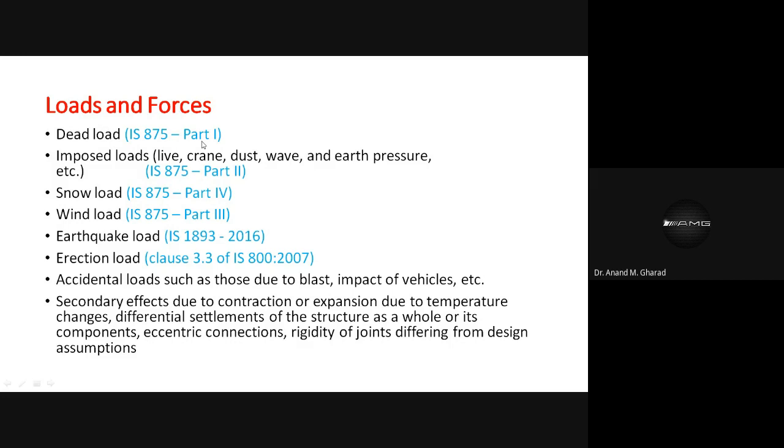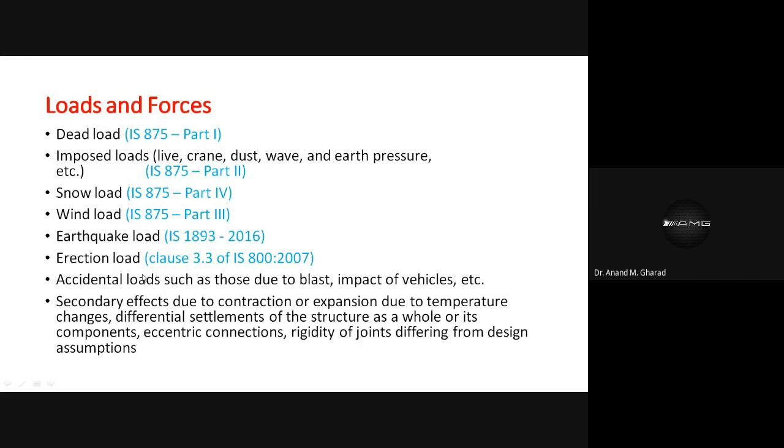There are four parts: part 1, part 2, part 3, part 4, and there is one more part, part 5, which comprises combinations of loads. It speaks about the various combinations which you need to consider while analyzing any structure.